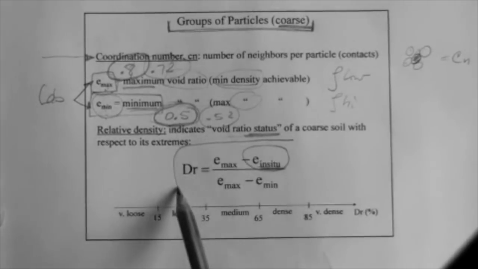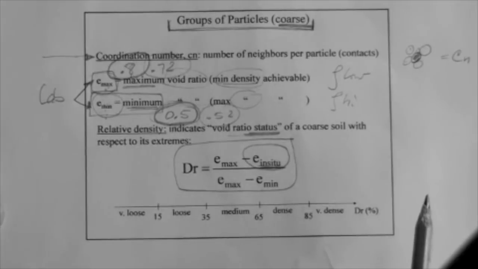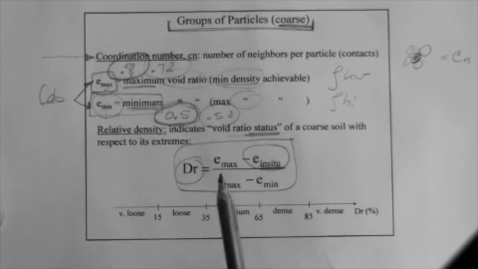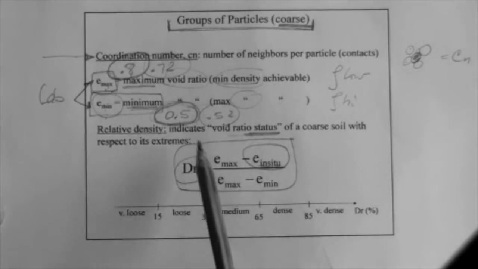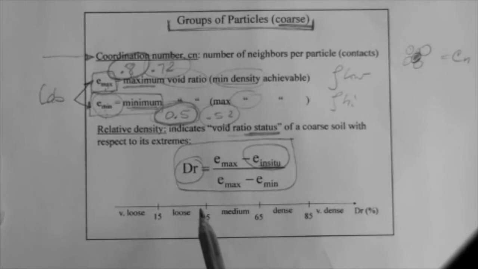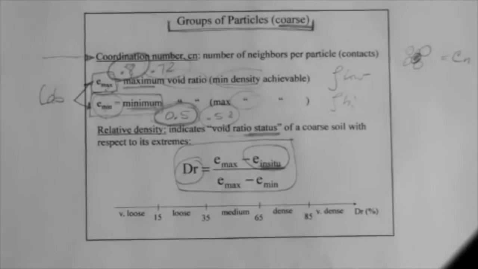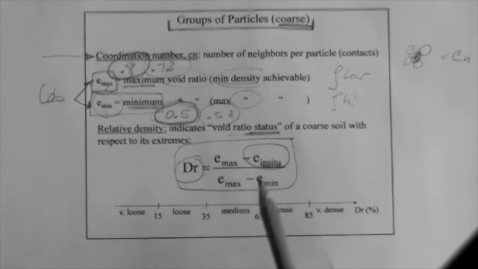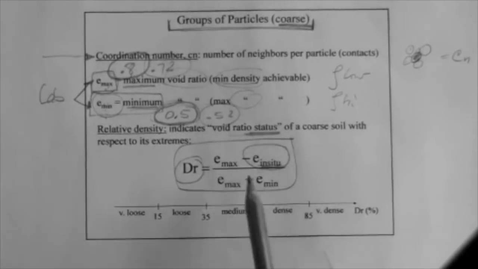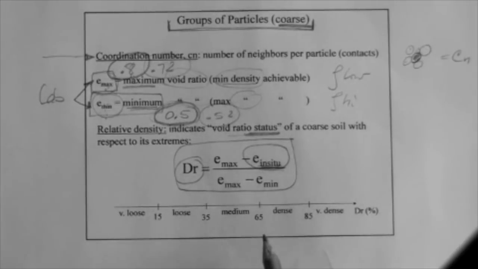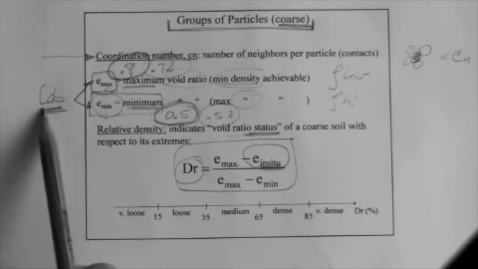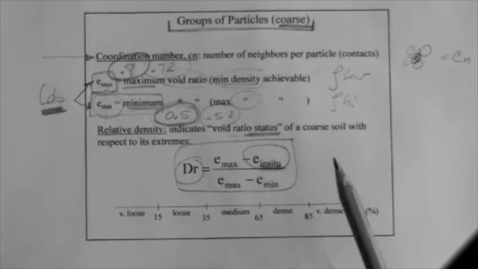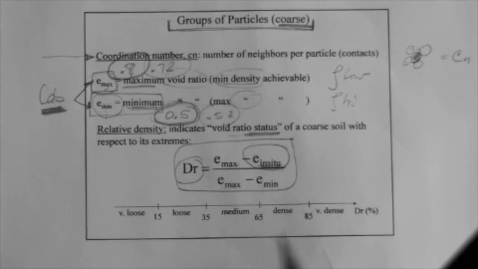So this equation here, which is called the relative density, allows us to determine or to quantify the comparison between the maximum and minimum void ratios and the in situ void ratio. Okay, here's the definition. It's very simple. E max minus E in situ divided by E max minus E min. So E max and E min, yes, they're calculated in the lab, so they are essentially given. Okay, you can determine them in the lab.